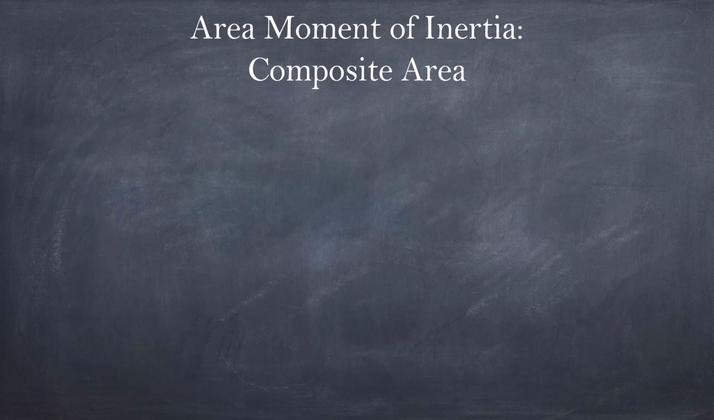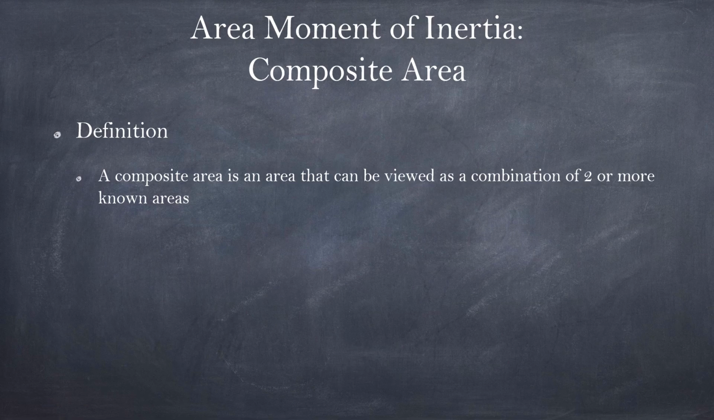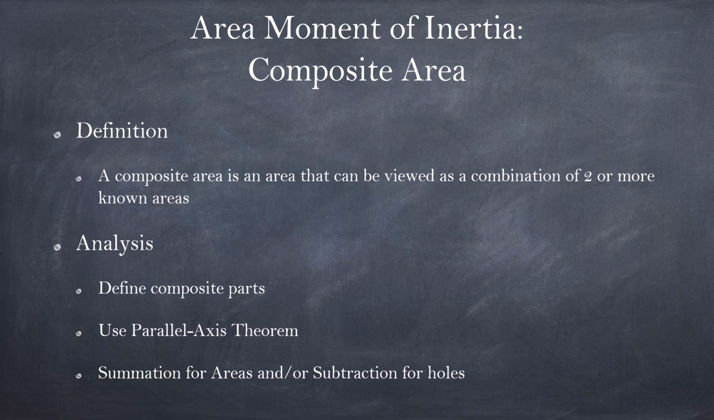Which brings us to the last topic, which is the composite area. Let's talk about the definition. The composite area is an area whose shape we don't know as a big picture. However, we can find it as a combination of two or more known areas. What this means will be clearer in a moment. So the analysis is, first, we need to define all those component parts, and then we use the parallel axis theorem to calculate the area moment of inertia of each part, and then we sum them for the whole.